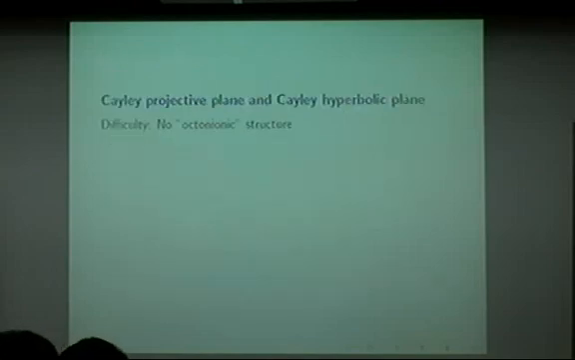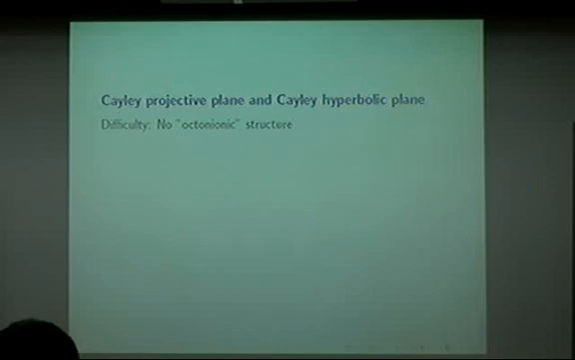Then the next step: very little has been done about the Cayley projective plane and the Cayley hyperbolic plane. These projective spaces exist only in dimension 2, octonionic dimension 2. This is because of the non-associativity of the octonions. One can't define projective spaces and hyperbolic spaces of higher dimensions over the octonions because of the non-associativity of this division algebra. So there are only these planes.